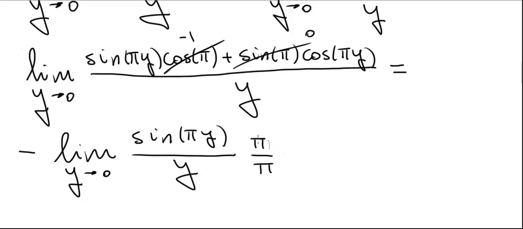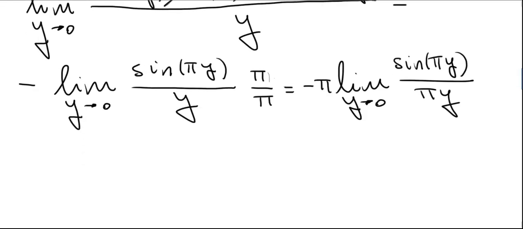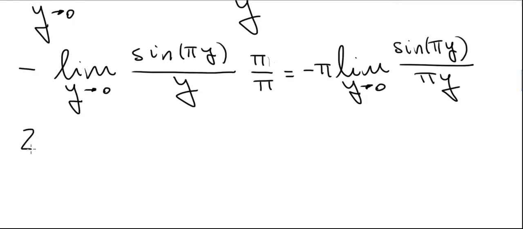The top pi, the pi in the numerator, can be factored out. So this is minus pi times the limit as y goes to 0 of sine of pi y divided by pi y. Now what we are going to do next is make another substitution. Let's call z equal to pi y.